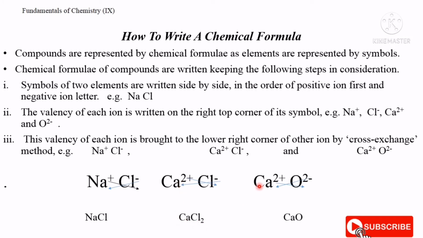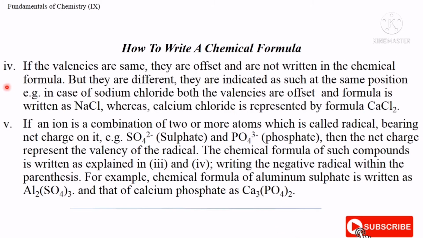And in the same way for the calcium and oxygen case, we have to cross exchange the valency of calcium, that is 2 positive, at the lower right corner of the oxygen, and the valency of oxygen, that is 2 negative, should be cross exchanged at the lower right corner of the calcium, so we get calcium oxide. The fourth point is, if the valencies are same, they are offset and are not written in the chemical formula.